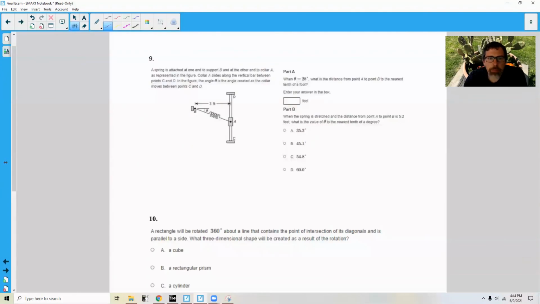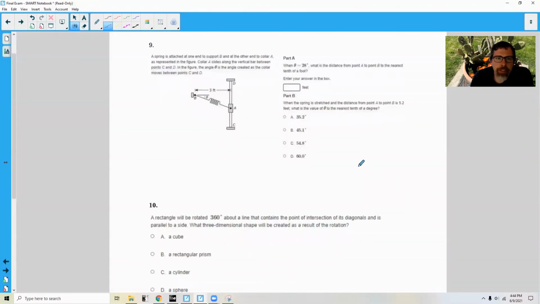Okay, page 6 brings us to problem number 9. A spring is attached at one end to support B. Here's the spring attached to a support at B, and the other end is attached to a collar at A, as represented in the figure. Collar A slides along this vertical shaft CD. In the figure, the angle theta is right here, created as the collar moves between point C and D. So as A goes up here, theta gets smaller. As A moves closer to C, theta will increase.